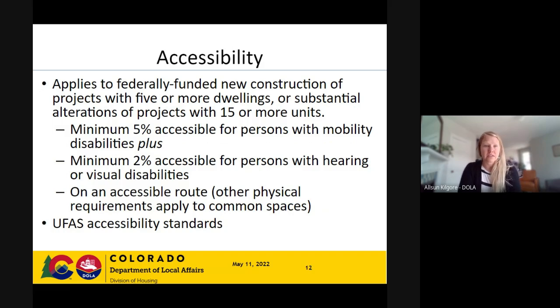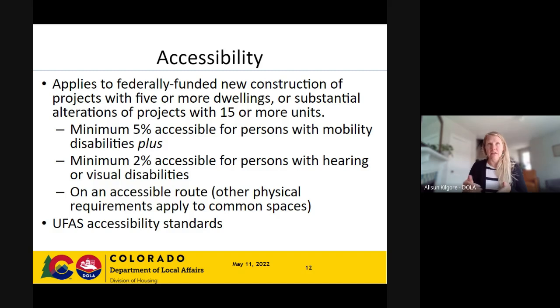The next element is accessibility. So this applies for federally funded new construction of projects with 5 or more dwellings or substantial alterations of projects with 15 or more units. And so for these, it would be a minimum of 5% of the units must be designated for persons with mobility disabilities, and an additional 2% units for persons with hearing or visual disabilities. I should also say that it's a minimum of 1. So if you have a 15 unit building, 2% of that is going to be less than 1 unit, but you need to round up. These need to be on an accessible route, and other physical requirements apply to common spaces.